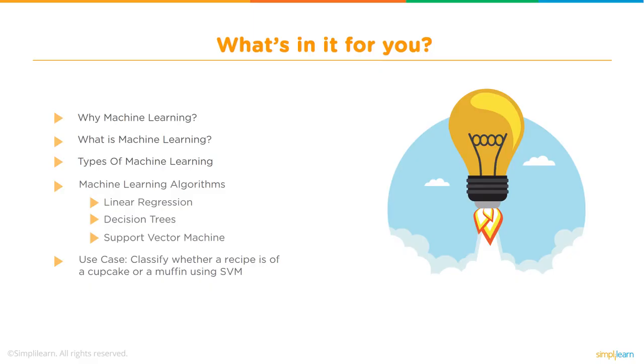What's in it for you today? Well, we'll start off with a brief explanation of why machine learning and what is machine learning. And then we'll get into a few of the types of machine learning. Machine learning algorithms: linear regression, decision trees, support vector machine, and finally we'll do a use case where we're going to classify whether a recipe is of a cupcake or a muffin using the SVM or the support vector machine. Sounds like a delicious way to explore machine learning.